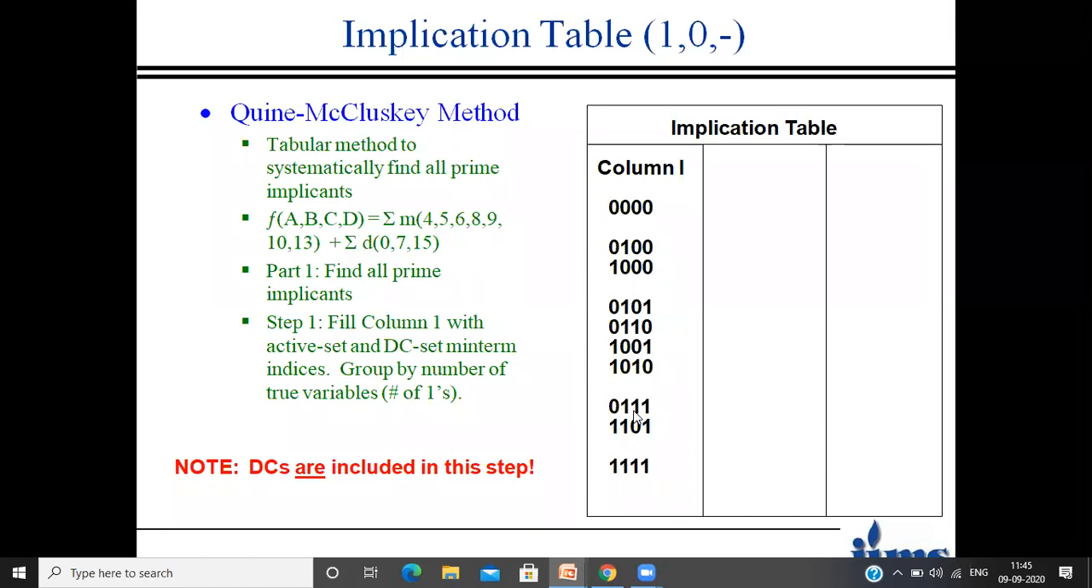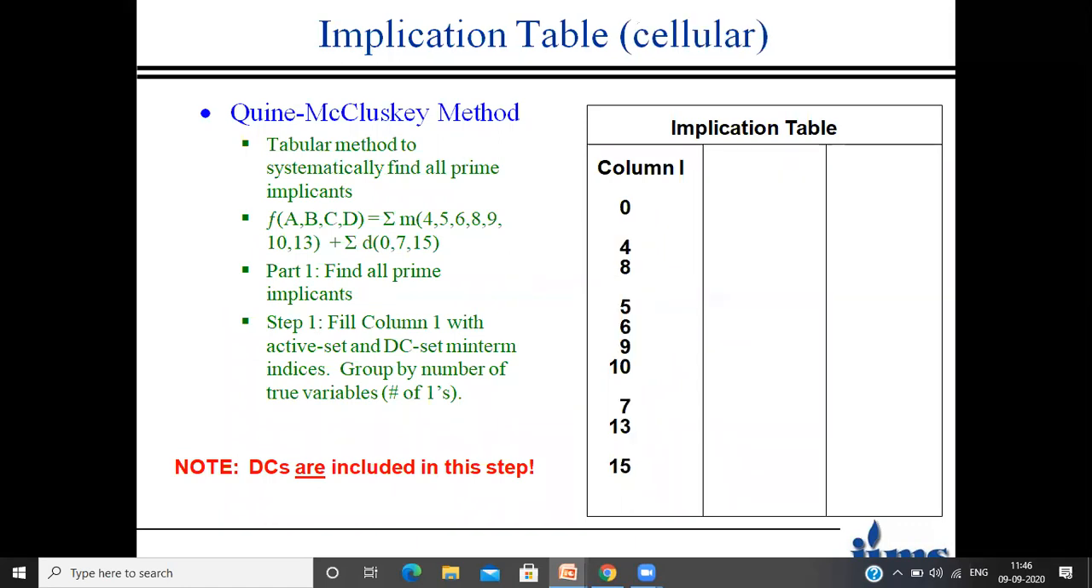Group 4 will be of 3 ones. So 7 has 3 ones, 0, 1, 1, 1. And 13 has 3 ones, 1, 1, 0, 1. And we have 15, 1, 1, 1, 1. So this is the first step when we are making an implicant table, and note that the don't care conditions are included in this step. That should be kept in mind, that we have to include all don't care conditions, and we have to arrange them in increasing number of ones, and we have to make groups.